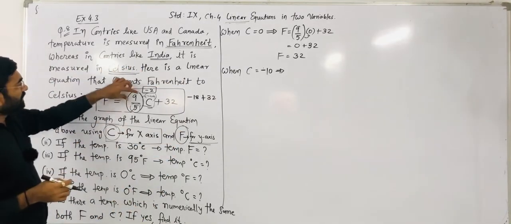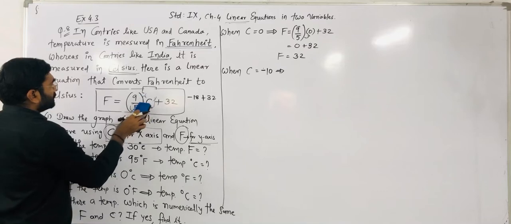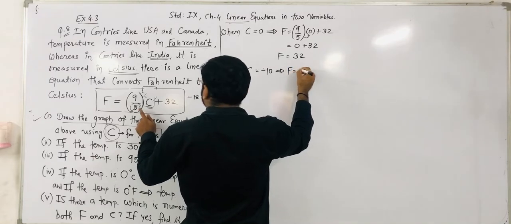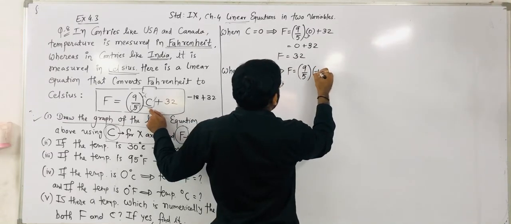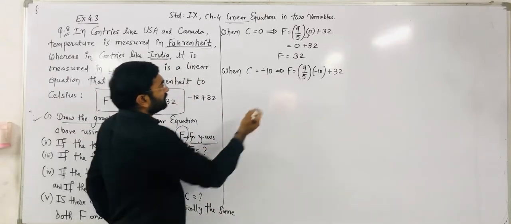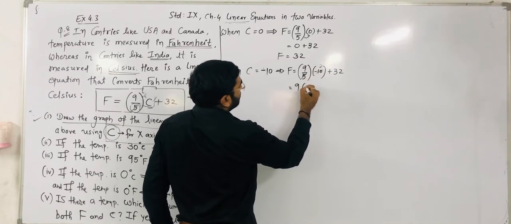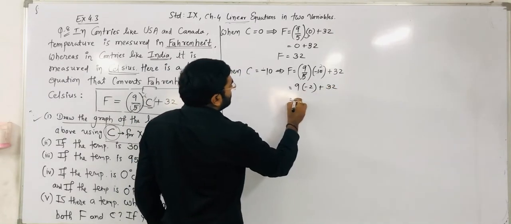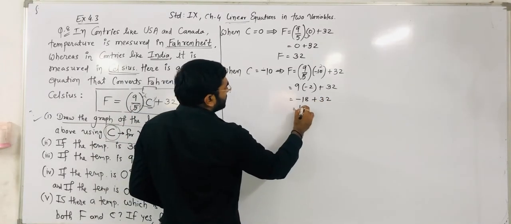So that way we take x equal to minus, C equal to minus 10. So here, if C is equal to minus 10, in the Fahrenheit equation we get 9 by 5 into the C value, which we take as minus 10, plus 32. Now simplify. 5 twos are 10, so we get 9 into minus 2 plus 32. 9 into minus 2 is minus 18, plus 32. So its sum becomes plus 14.